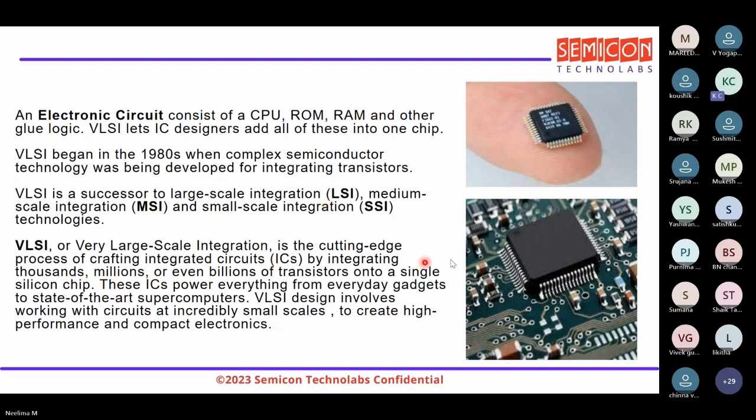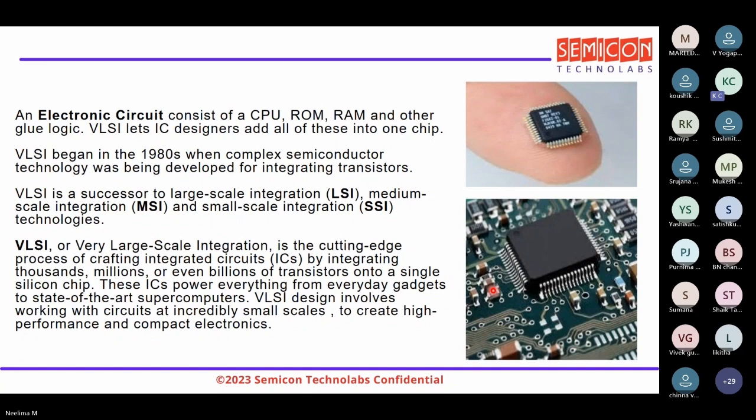Now, what is the definition? A basic, very simple, easy to understand definition of VLSI. The full form of VLSI is very large scale integration. It is a cutting edge process of crafting integrated circuits by integrating thousands, millions, or even billions of transistors onto a single silicon chip.